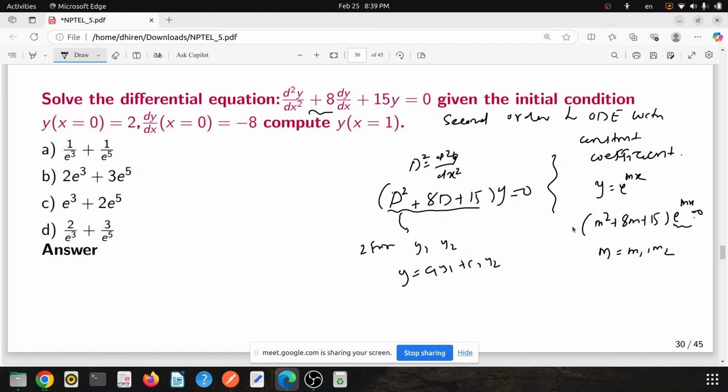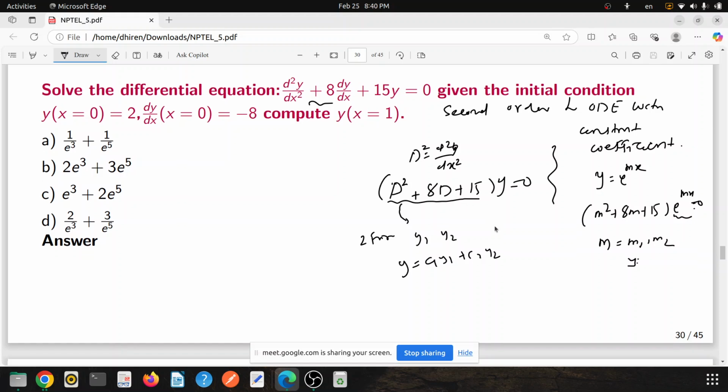If the two values are distinct, we know the solution. If the two values are complex conjugates of each other, then we know the solution, and if the two values m1 and m2 are equal, then we know the solution. So here we check. I told the procedure; I'll skip a bit of the steps, so you can do it.